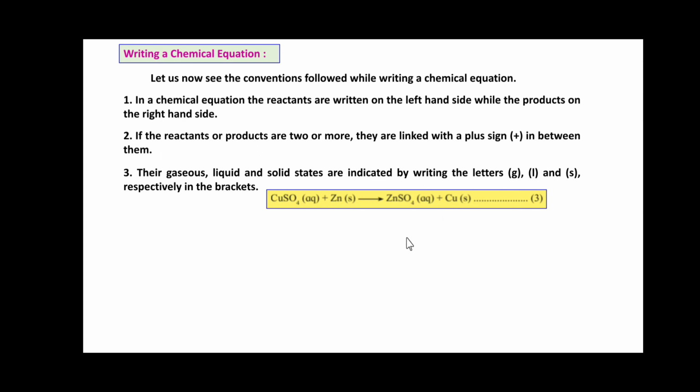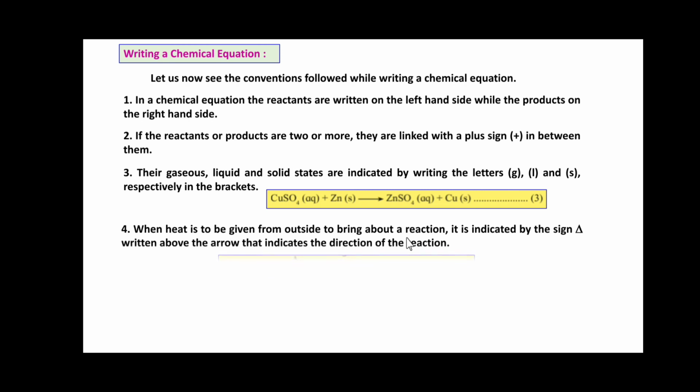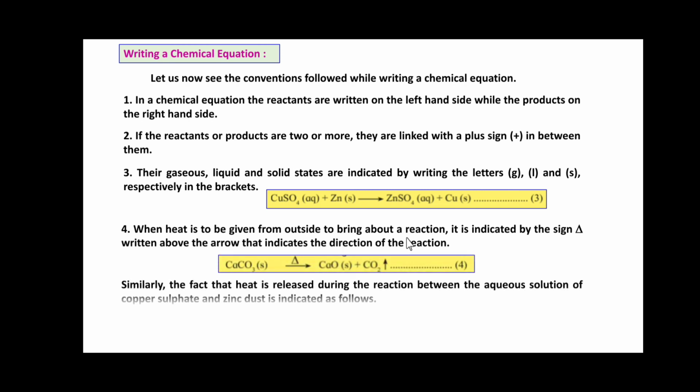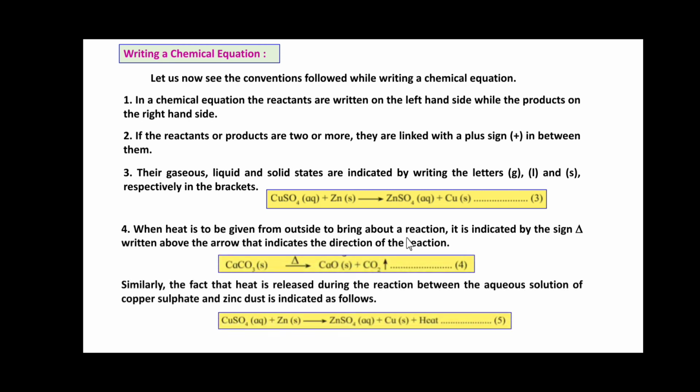Equation 3. When heat is to be given from the outside to bring about a reaction, it is indicated by the sign delta. You can see the triangular sign over the arrow that indicates the direction of the reaction. For example, the reaction in which quicklime is formed on heating limestone is given as CaCO3 in the solid state, that is limestone. This triangular sign indicates the heat provision. CaO, that is the quicklime, is formed plus CO2 in the gaseous form.